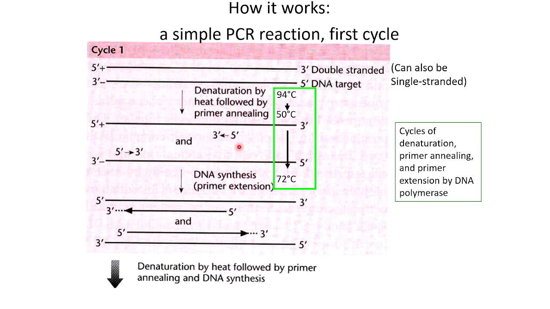Okay, so this is how a simple PCR reaction works. That's the denaturation by the heat followed by primer annealing. Then you have the DNA synthesis, primer extension. So first is the heat denaturation, then the primer annealing, and then the primer extension via the DNA polymerase.